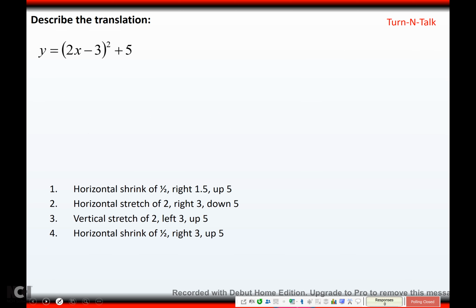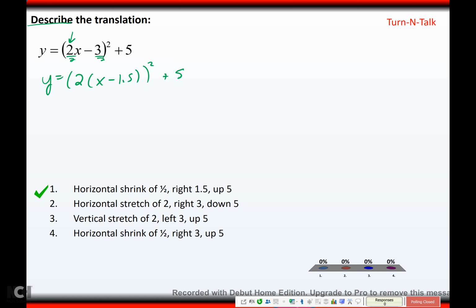Okay? Alright, describe this transformation, hit pause, come back when you're ready. Alright, so again, if you're describing the transformation, if you don't factor that out, you're not going to get the right shift. So if I factor out a 2, that's going to leave x minus 3/2, or 1.5, plus 5. So now I can do my descriptions.